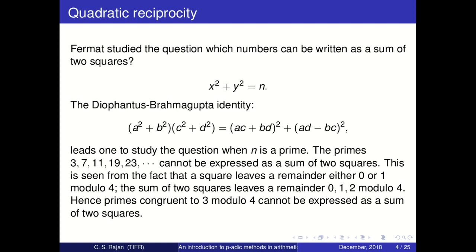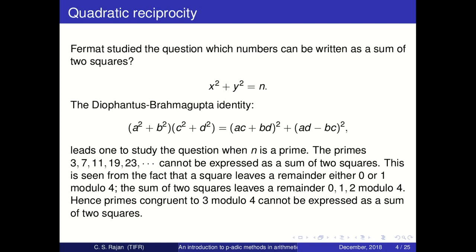Fermat studied which numbers can be written as a sum of two squares, x squared plus y squared equal to n. Then there is the Brahmagupta-Diophantus identity, which was used by Brahmagupta while solving Pell's equation: if you take two numbers which are sums of squares and take their product, then that can also be written as a sum of two squares.